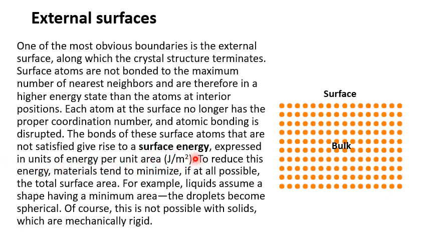For example, joule per meter square, or any other surface area unit, but this is the most common. Any surface tends to reduce this surface energy to a minimum, and that's why a liquid droplet takes a spherical shape when it drops, to reduce the surface energy to a minimum. And this is the first and simplest kind of interfacial defects, external surfaces.